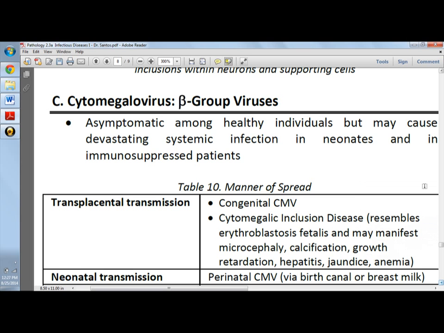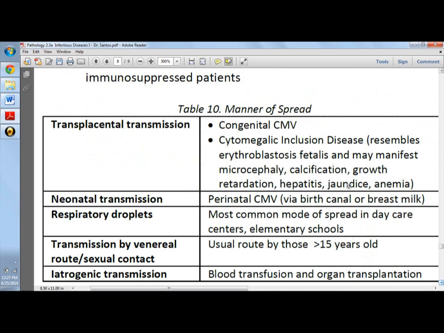For the cytomegalovirus, it is under the beta group viruses, asymptomatic among healthy individuals but may cause devastating systemic infection in neonates and immunocompromised patients. We have a manner of spread. It can be a transplacental transmission, which is another term for congenital CMV or cytomegalovirus.